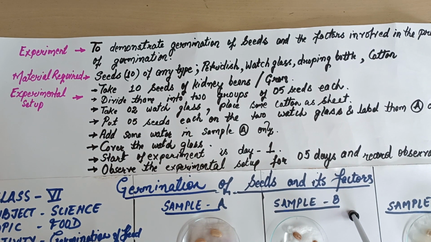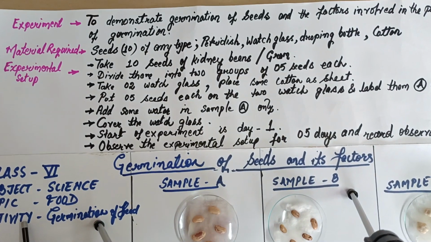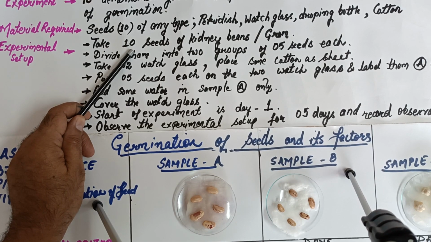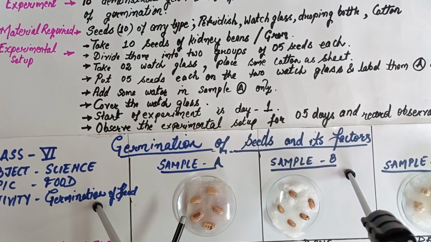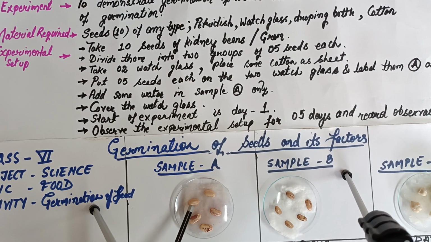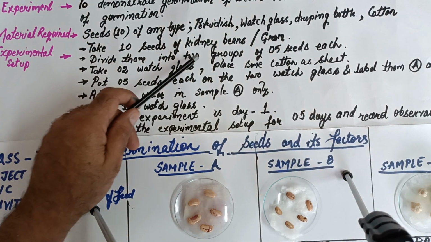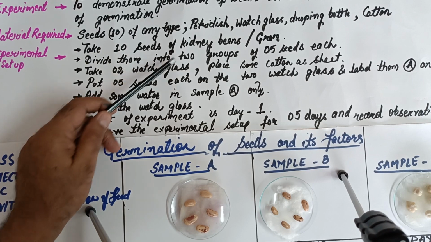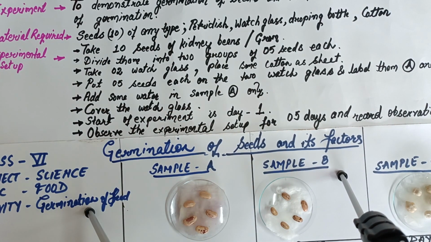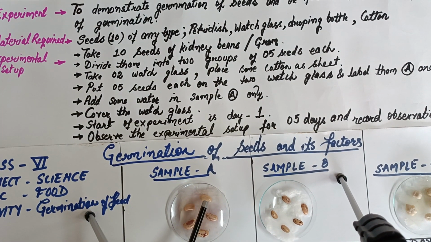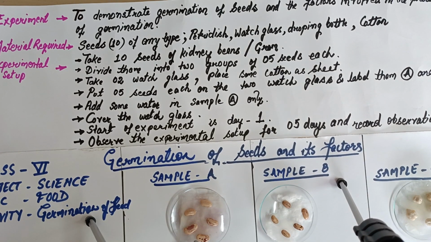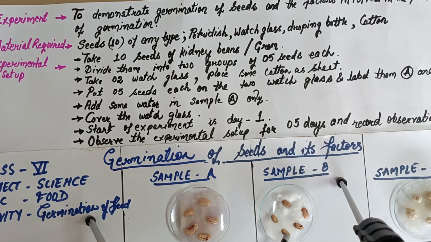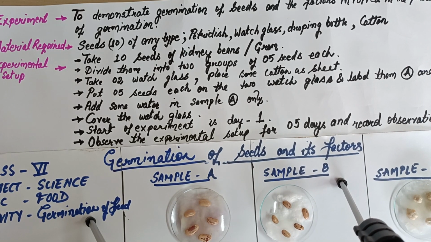Now, how to proceed on with the experiment is very important. It's a procedure. We'll first take 10 seeds. Here we have taken kidney beans, and it could be anything, even gram also. We divide them into 2 groups of 5 seeds each. We have divided them there into 5: 1, 2, 3, 4, and 5. Similarly, it is 1, 2, 3, 4, and 5.